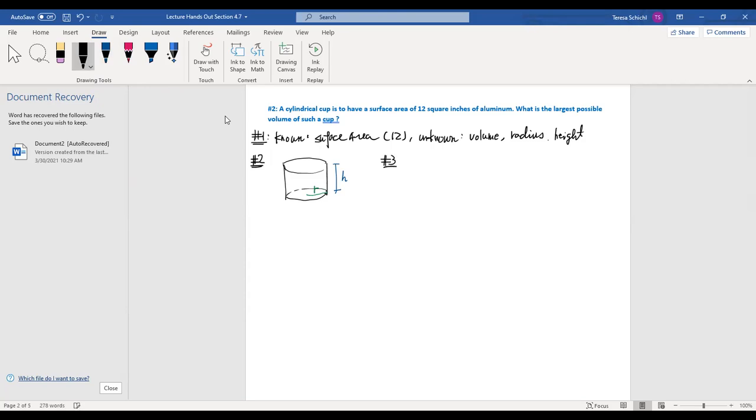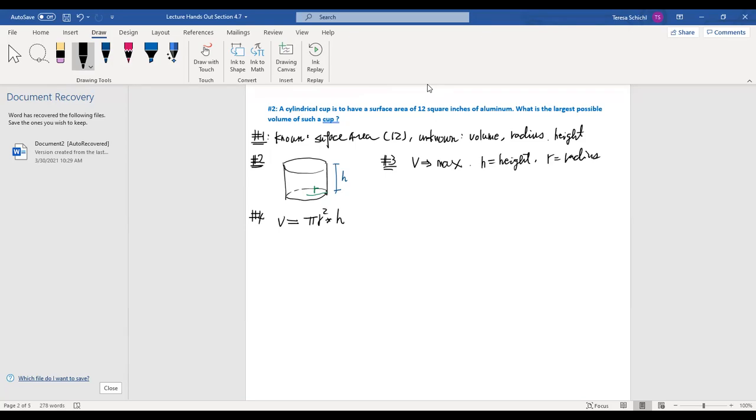Step number 3 is to label. V is the volume of the cup, which is the one we want to maximize. H is the height, and R is the radius, as shown in the graph. Then step number 4 is to find the relation among all these variables. We know V is pi R squared times H.